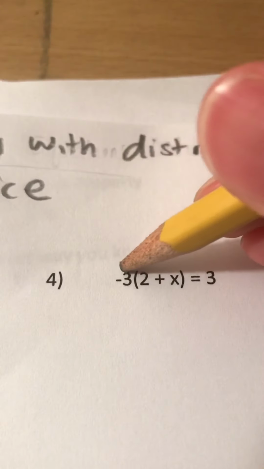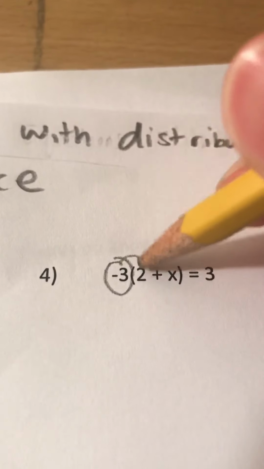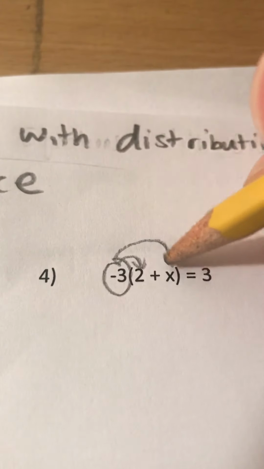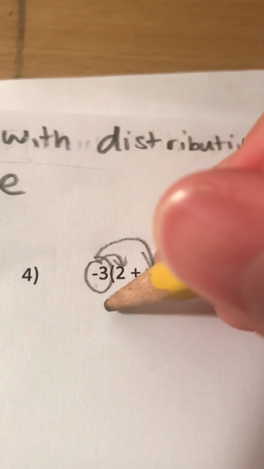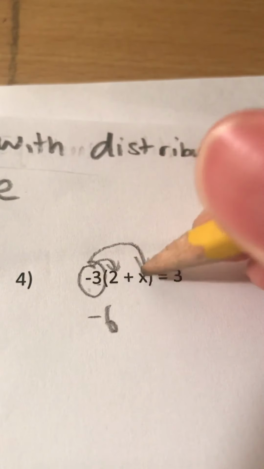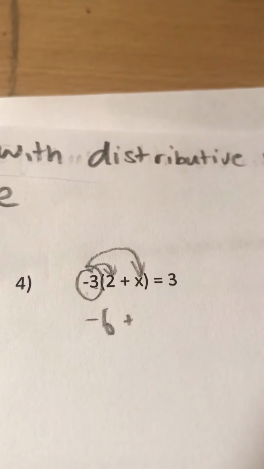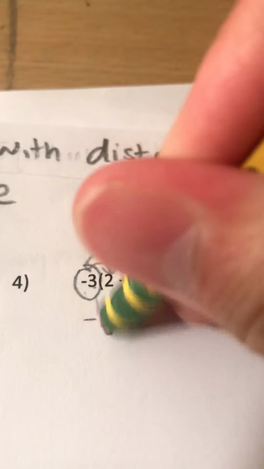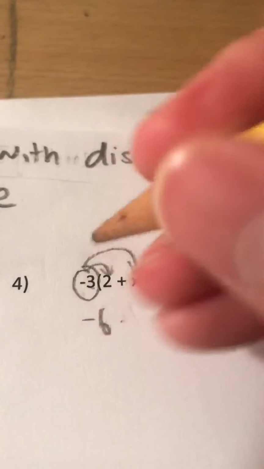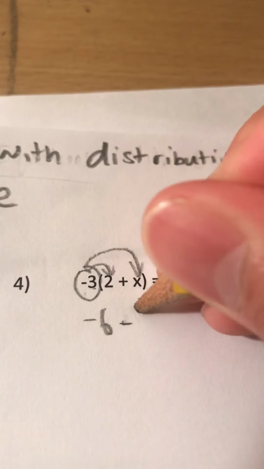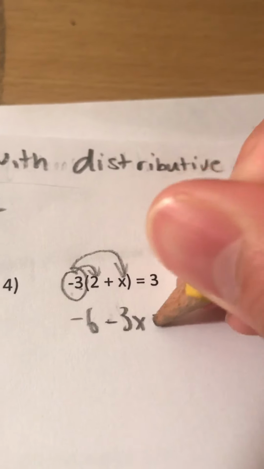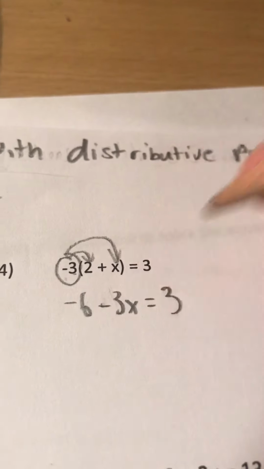Number 4, let's distribute this negative 3 to the 2. Distribute the negative 3 to the x. Negative 3 times 2 is negative 6. Negative 3 times x is negative 3x, or minus 3x. On this side, the 3 is still there.